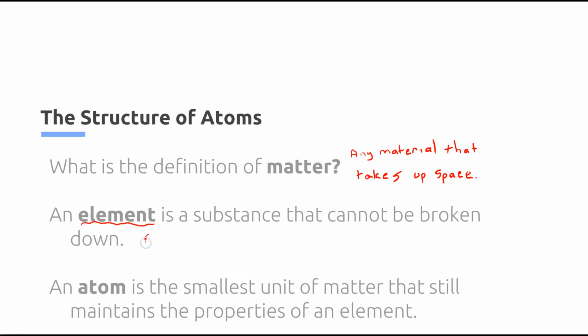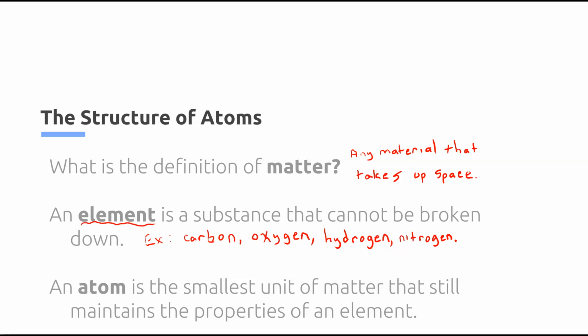So examples of elements are things like carbon, right? You've heard of carbon before, probably. Or oxygen. Hydrogen is an element. And another example is nitrogen. Now, these four elements I gave you as examples are actually the most important elements in living organisms: carbon, oxygen, hydrogen, and nitrogen.